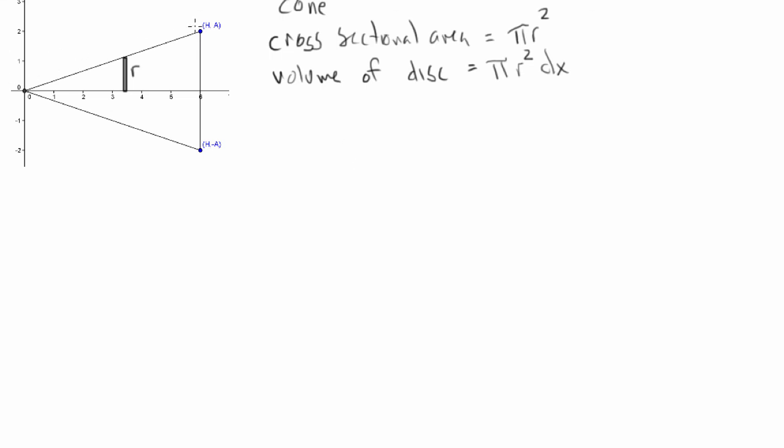Well, we can write an equation for this line. We know the slope is going to be a over h for this cone. So y is equal to a over h times the location x along the length of this cone. And y is just equal to r. That's the height above the x-axis. So the volume of the disk is going to be equal to pi times a over h x squared.